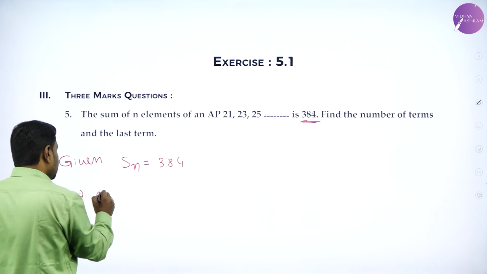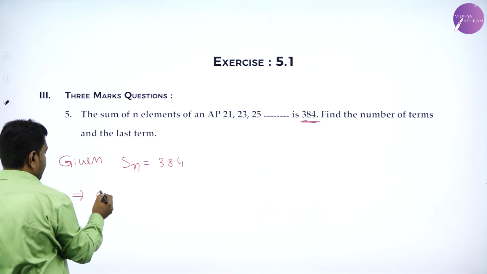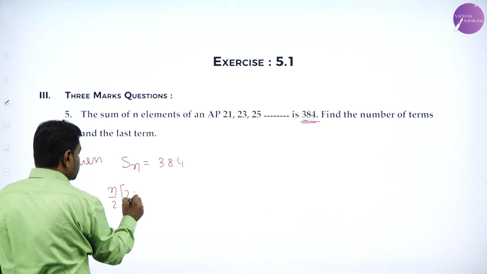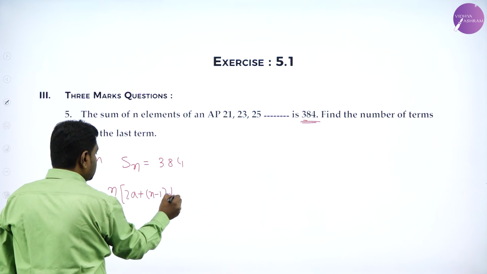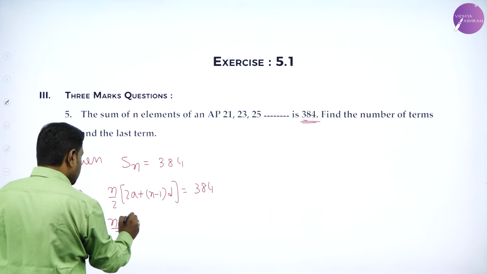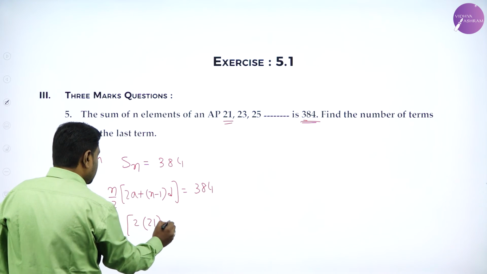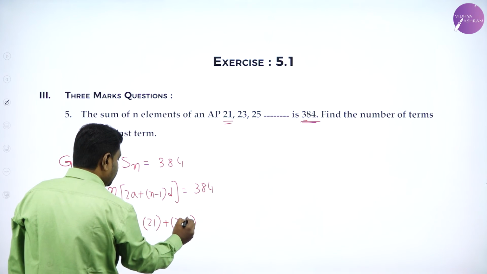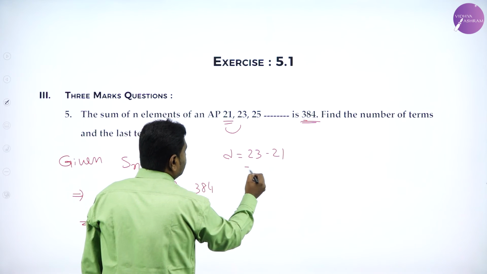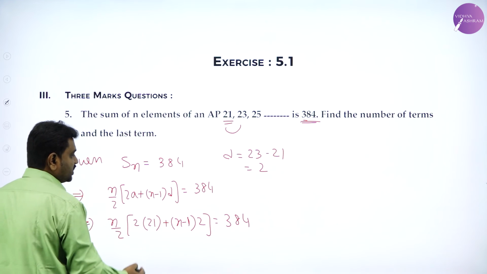What is the formula? Sn, that is n by 2 into 2a plus n minus 1 into d, is 384. n we don't know, let n be as it is, by 2. 2a, 2 times a means first term. What is the first term here? 21. 2 times 21 plus n we don't know, minus 1 into common difference. So you can find the difference. The difference is second term minus first term, that will give you 2 exactly. So that equals 384. Simplify by 2, you transfer that side.